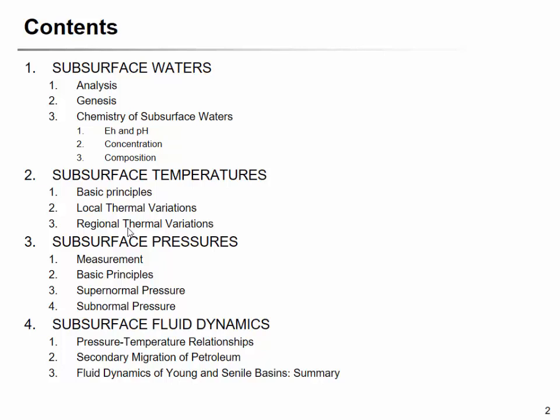I guess the pressure will increase with depth because of the water pressure, and we'll talk about the effect of pressure and temperature on fluid characteristics, because when you have a pressure and change the temperature, that will change the viscosity and also the phase of hydrocarbons. So today we'll talk about the first two topics, the subsurface waters and the subsurface temperatures.